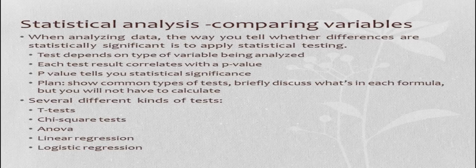So the plan for the next several slides is I'm going to show you some common types of tests, and briefly discuss how you get the result, like what's in each formula. You will not ever have to calculate these things. The statisticians even use the computer for this, but I think it's important for you to see what's in the numerator and what's in the denominator, so you know what kinds of ingredients go into making things more and less likely to be statistically significant. So just watch this, don't stress about the formulas, but get a general sense of what kinds of things make it more and less likely to be significant. And there is a summary of this in your syllabus as well. So we're going to talk about t-tests, chi-square tests, analysis of variance or ANOVA, and linear and logistic regression.